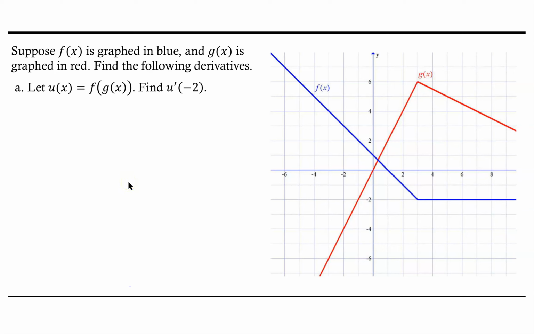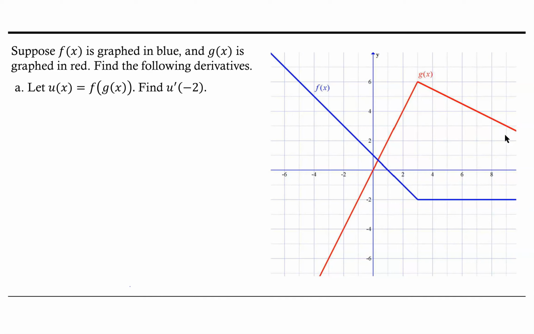Welcome. Let's take a look at finding the derivative of a composition of functions where the information we have about the two functions is provided in a graph. What I want you to notice here is that our two functions, f and g, are captured here in blue for f and in red for g. Notice, though, the components of f and of g are linear, and that's going to be important in helping us to find the derivative here.